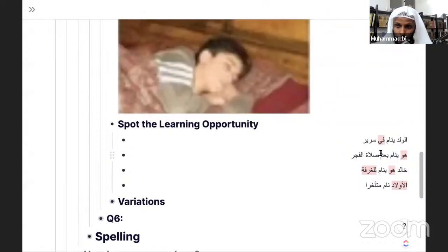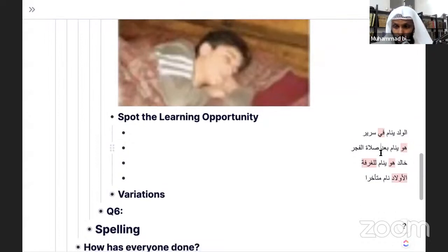Okay, so we need to stop thinking in English, alright? We need to start thinking in Arabic, okay? ينام has an huwa embedded in it. We covered that last time. So you don't need to say huwa ينام. خالد هو ينام للغرفة. Of course, huwa is wrong again. And للغرفة is also wrong. لل means for. Instead, what he should have said is, he or she, خالد ينام في الغرفة.